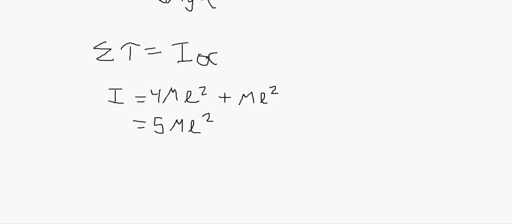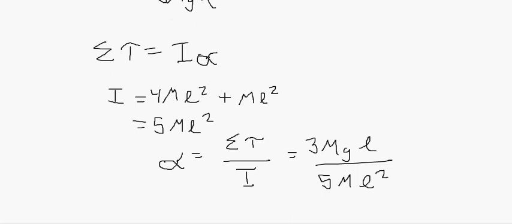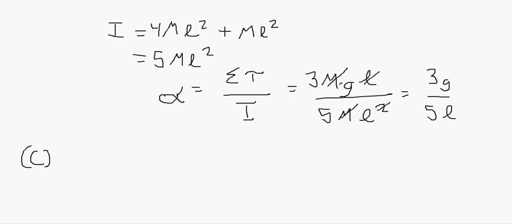We can then write alpha equals tau, the sum of the torques, over the moment of inertia. So 3mgL over 5mL squared should leave us with 3g over 5L. Now on to part C.